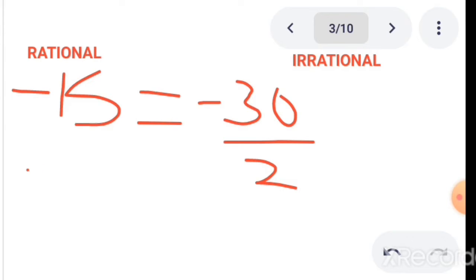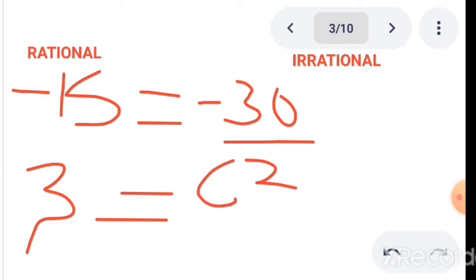What if we just had 3? Can 3 be expressed as a ratio of two integers? Yes, it can be written as 6 all over 2. This means that 3 is a rational number. Note that all integers are rational numbers.